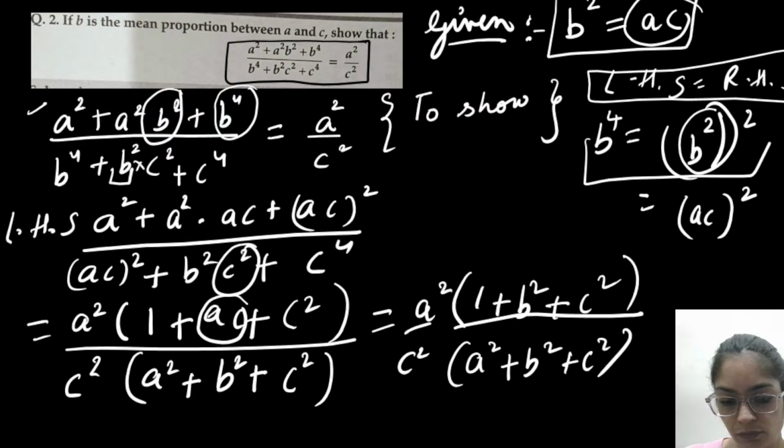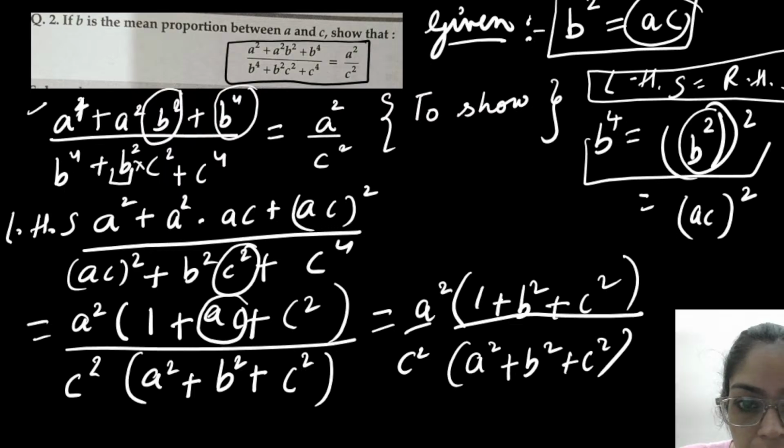Yes, b to the power 4 is AC's square. Okay. So 1 plus b square plus c square. See something here also, I think there is something wrong in the question.